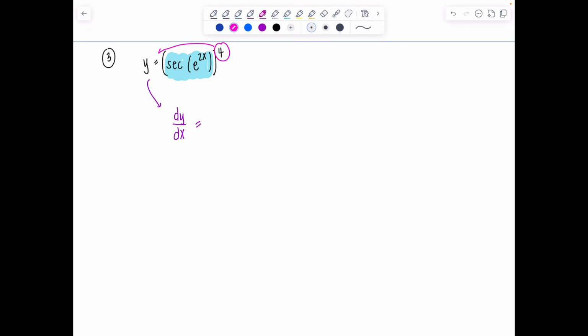So you're going to bring that exponent down front, leave what's inside the parentheses alone, and subtract 1 from the exponent. So just rewrite exactly what's in there. Don't touch it. Secant of e to the 2x. Are we good? Okay, next layer.